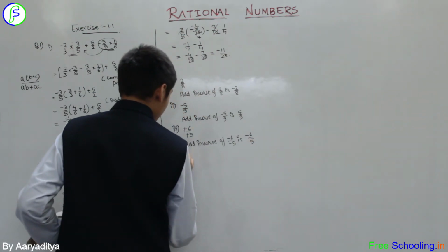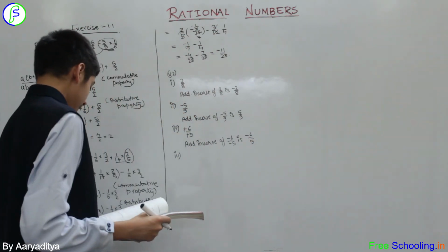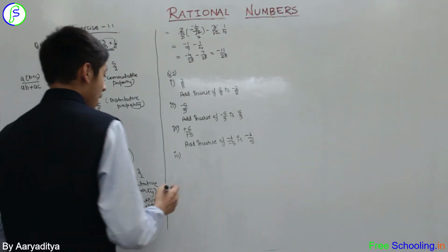Okay, moving on to the fourth. The fourth one says 2 by minus 9.